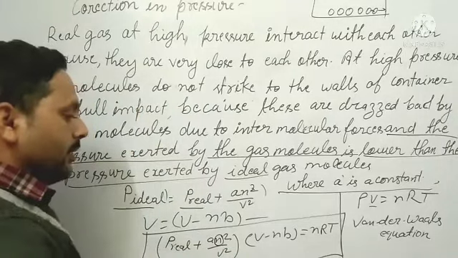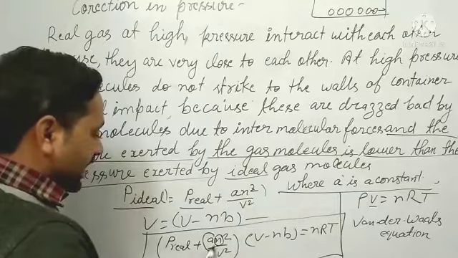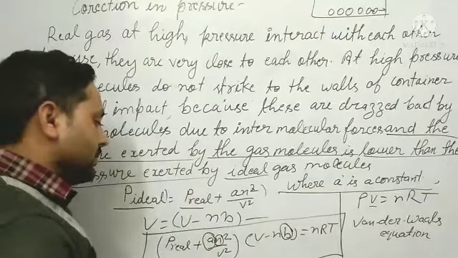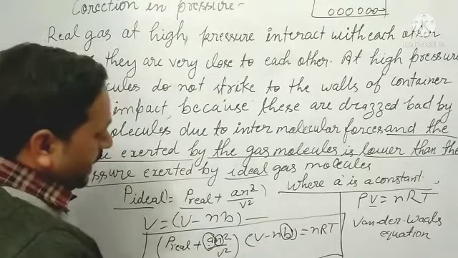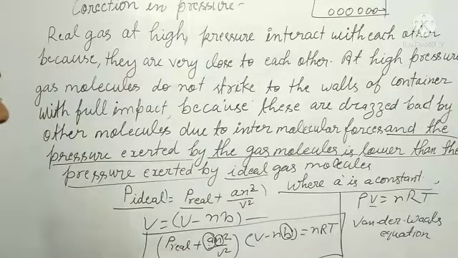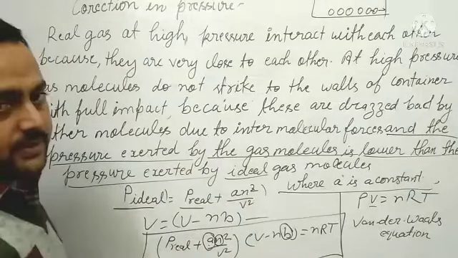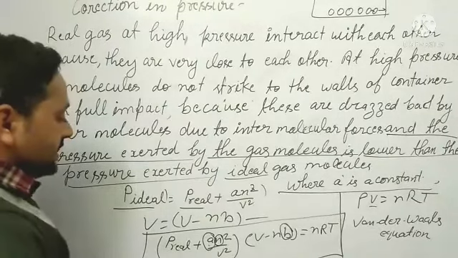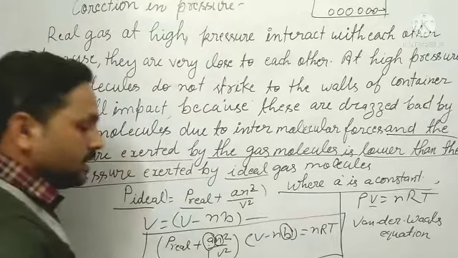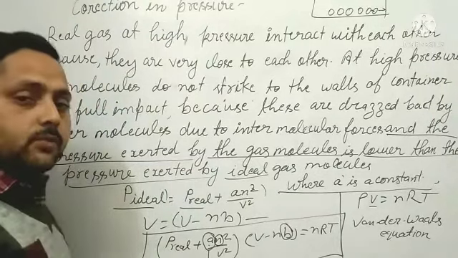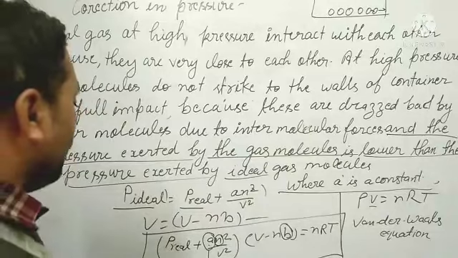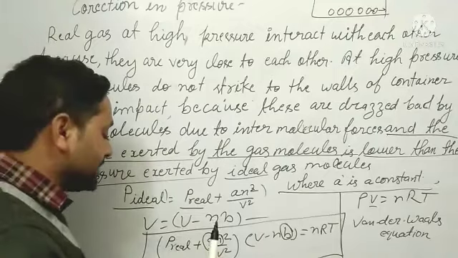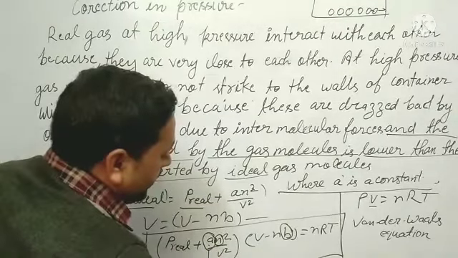a is a gaseous constant, b is also a gaseous constant, and the a and b values depend on the nature of the gases. In this case, a measures the intermolecular force between the molecules, and it is independent of temperature and pressure.